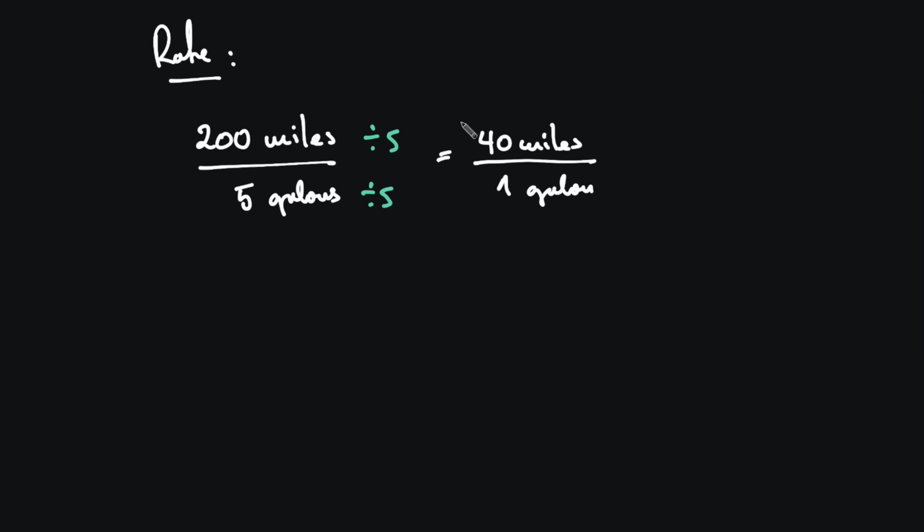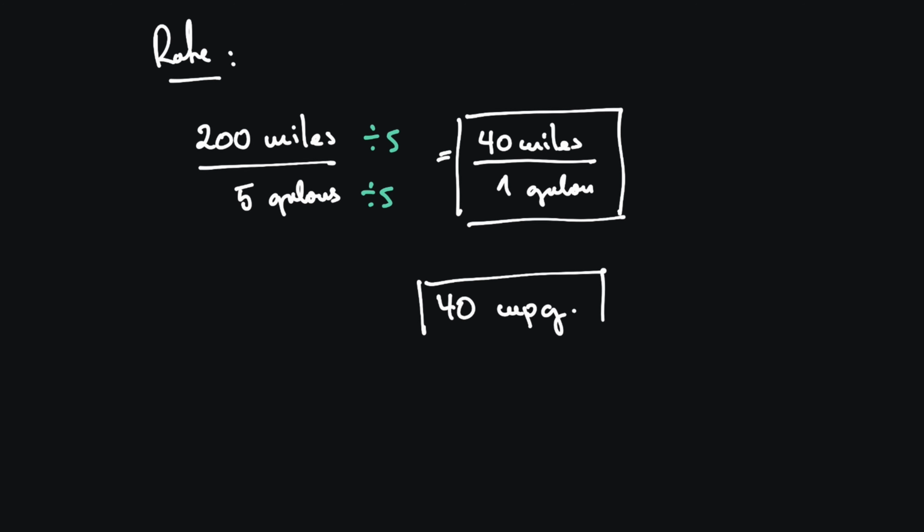So what I just found with this rate is that for every 40 miles, we're going to consume 1 gallon of gas, right? So this is how rate works. It's pretty common that we say 40 miles per gallon, right? We can drive the car for 40 miles per gallon.